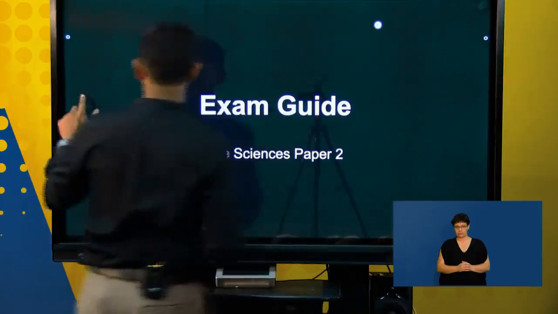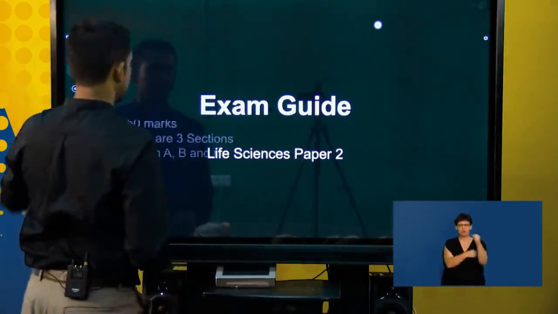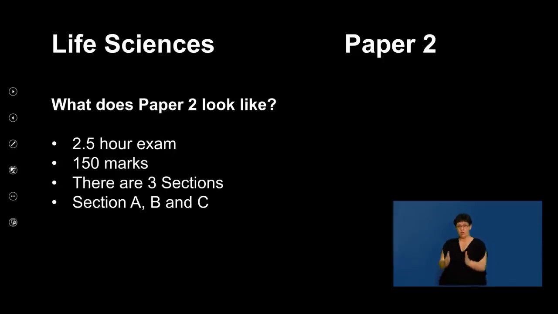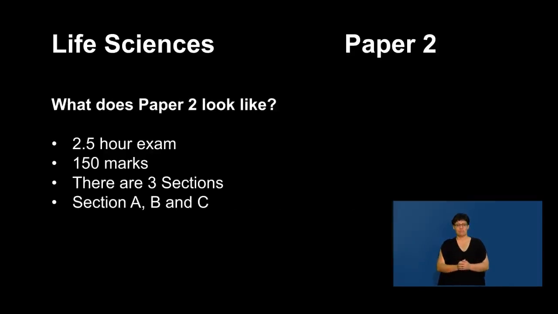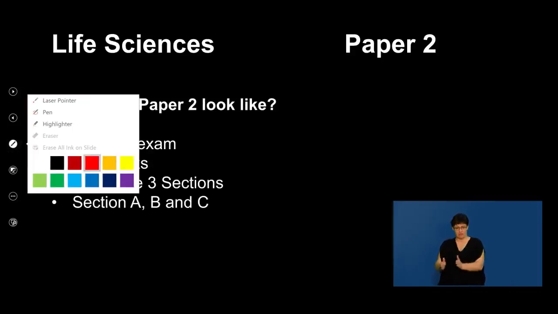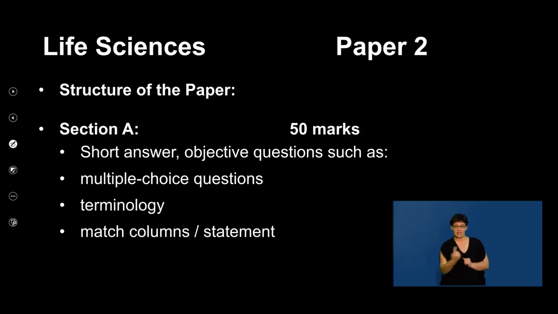So when we looked at the exam guide for paper 1, we looked at the structure of it. Now when we look at the exam for paper 2, we know that the examination consists of a 2.5-hour exam, and this exam basically needs to be completed in 3 sections. What do I mean by that? Well, if you recollect, we have sections A, B, and C, and these sections are allocated different types of questions.